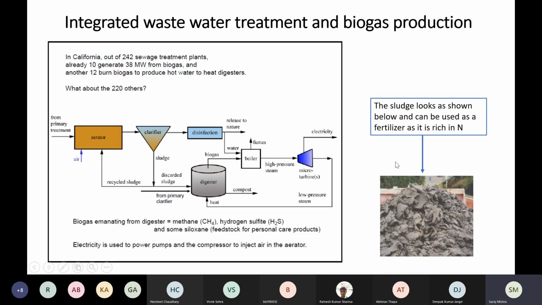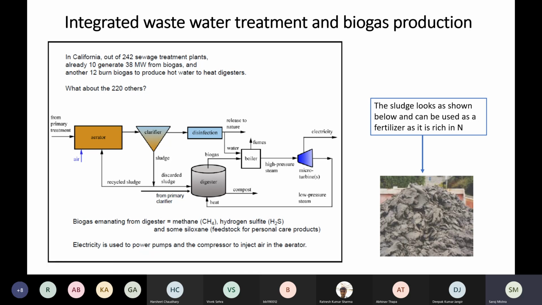So now let me show you a real case study where we have an integrated wastewater treatment plant and biogas production. This is not in our country, I didn't get much data here, but this is from the US. In California, out of 242 sewage treatment plants, already 10 of these are generating 38 megawatts from biogas, and another 12 burn the biogas produced in the anaerobic digester to produce hot water to heat digesters. What about the 220 others? This is also old data. Many of them must have switched.